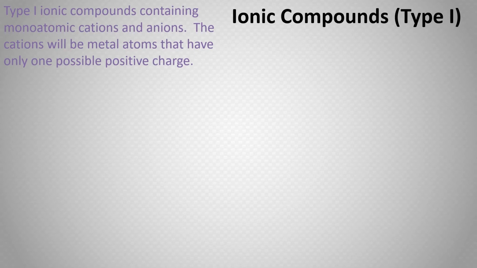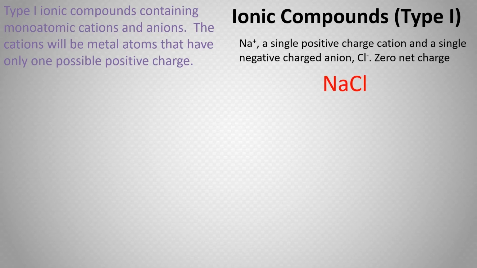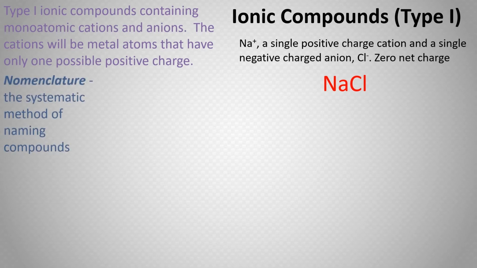The classic compound containing an alkali metal is NaCl. The cation, Na+, has a single positive charge balanced by the single negatively charged anion, Cl-. The result is a compound with zero net charge. Now, part of this lesson is also about the nomenclature of the compounds, where the word nomenclature means the systematic method of naming the compounds.